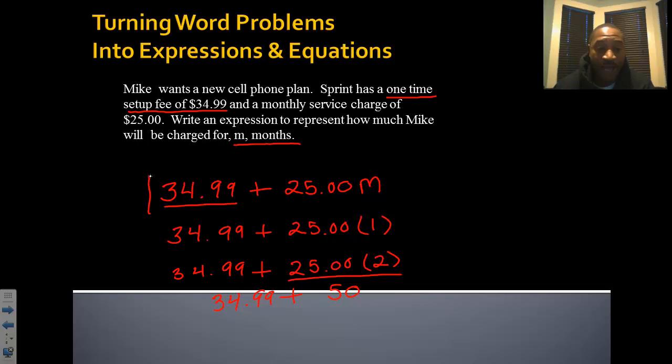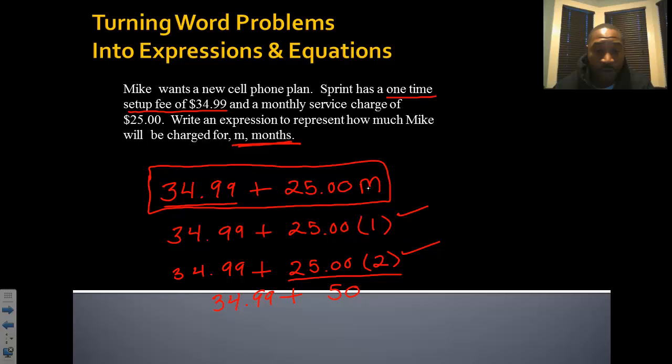So once we have this set up here, it's cool because all we have to do is figure out how many months we're going to keep the cell phone for and plug in that number here. If it's 1 month, I'll plug in a 1 like I did here. If it's for 2 months, I'll plug in a 2 for the M. Remember, it says M months, so M stands for the number of months. So I've just set up an expression that I could use to figure out what my monthly charges will be, depending on how many months I hold the phone for.